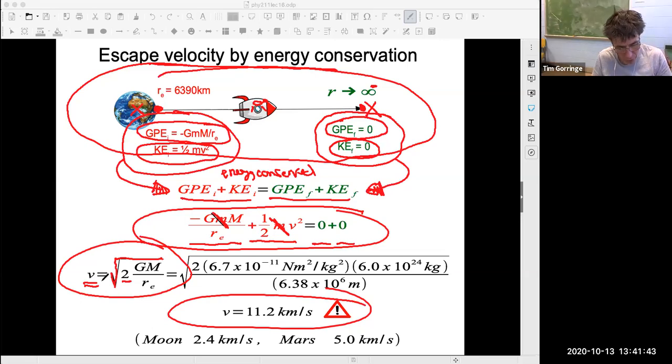So if you do it for the moon, it's quite a bit smaller. It's more than 2,000 meters per second. This is what the Apollo astronauts had to overcome to get back to Earth. On Mars, it's quite a bit bigger, nearly 2.5 times bigger. And that's the problem, probably the biggest problem with going to Mars. It takes a long time. The biggest problem is actually when you get there, somehow you've got to get back off to come back home. And the escape velocity is a big problem to get home from Mars.